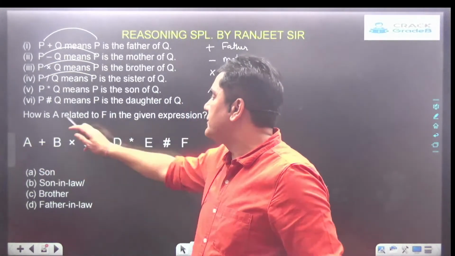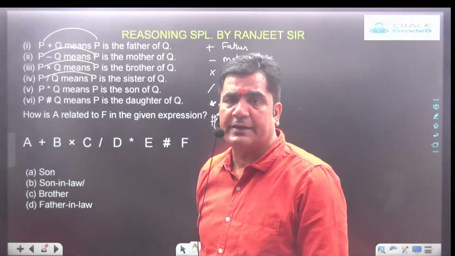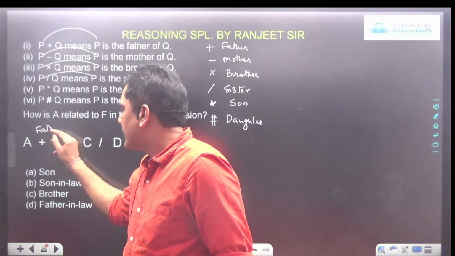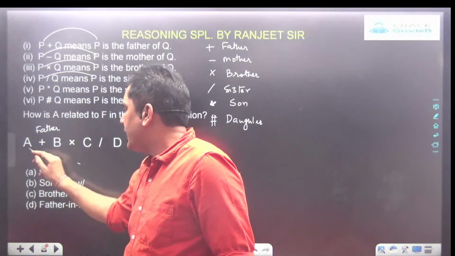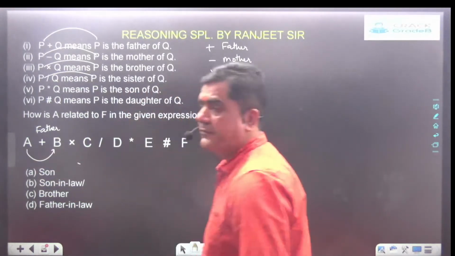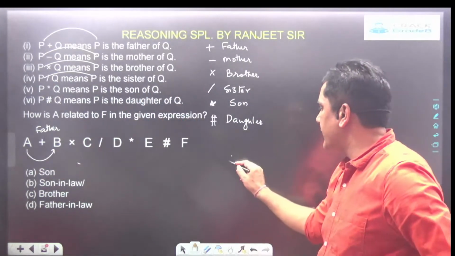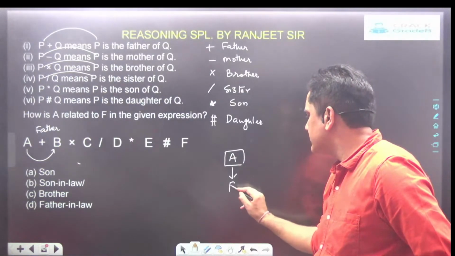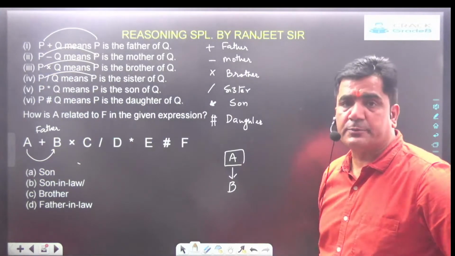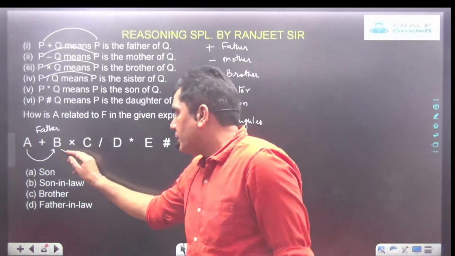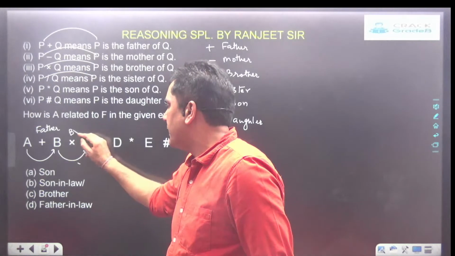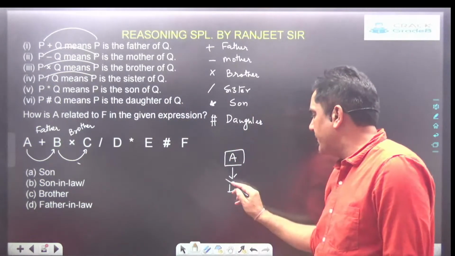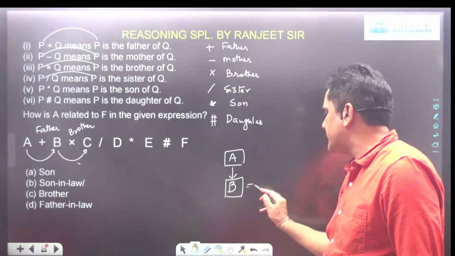Now they are asking how is A related to F? So let's start. Plus means father. So I will say A is the father of B. Let's plot it. A is the father, so A must be male. Next one, B. Cross stands for brother. So I will say B is the brother of C. B is the brother, so B must be male and brother of C.